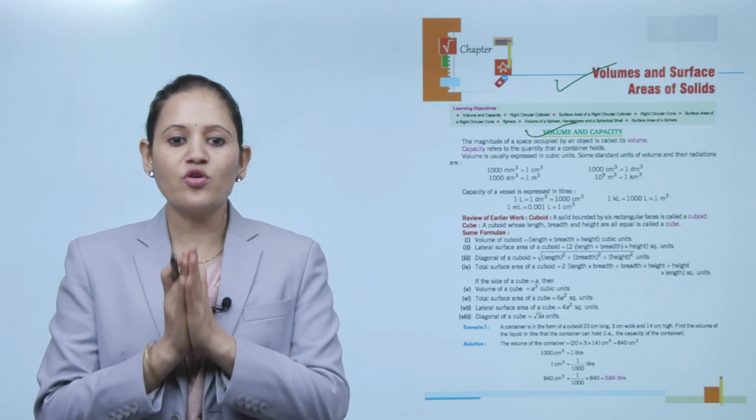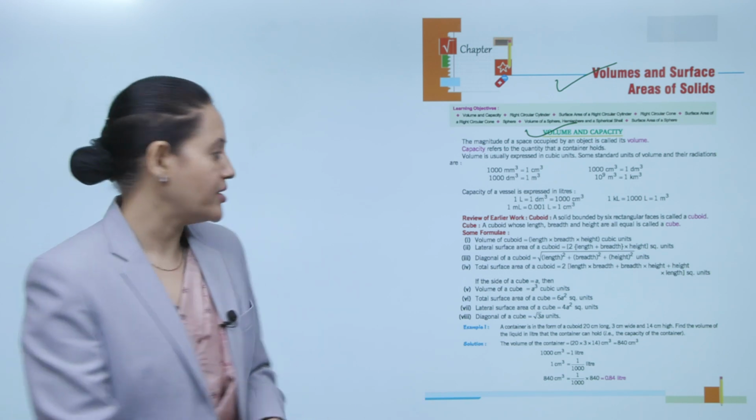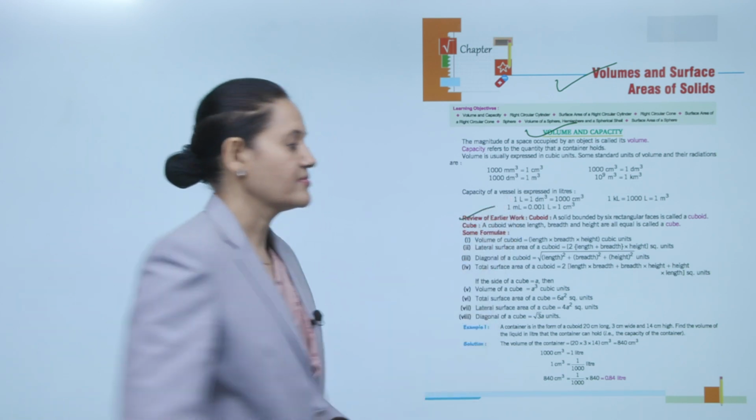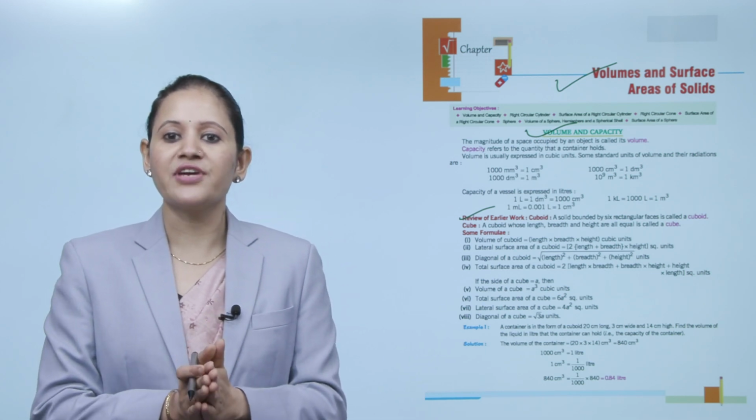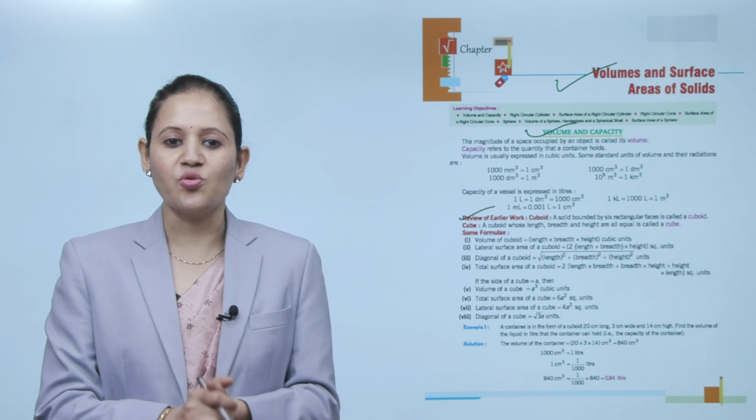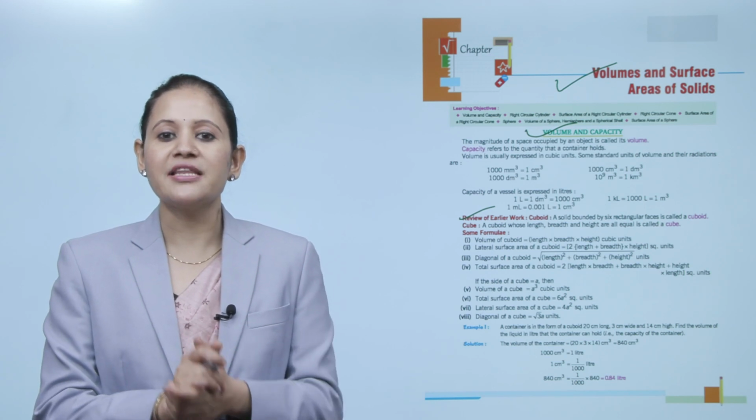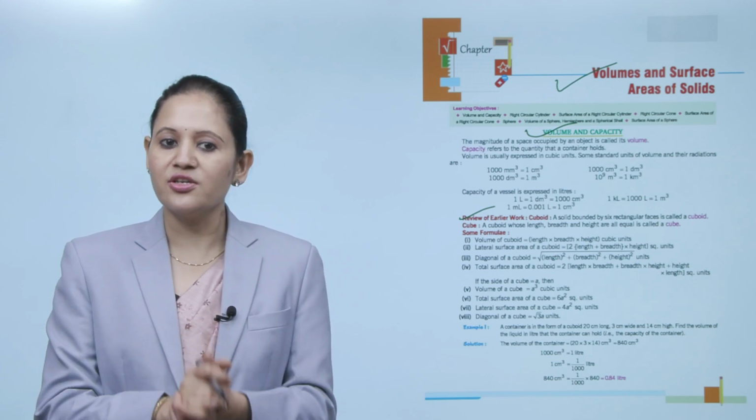Next is review of earlier work. First is cuboid. A solid bounded by six rectangular faces is called a cuboid. Next is cube. The cuboid whose length, breadth and height are all equal is called a cube.